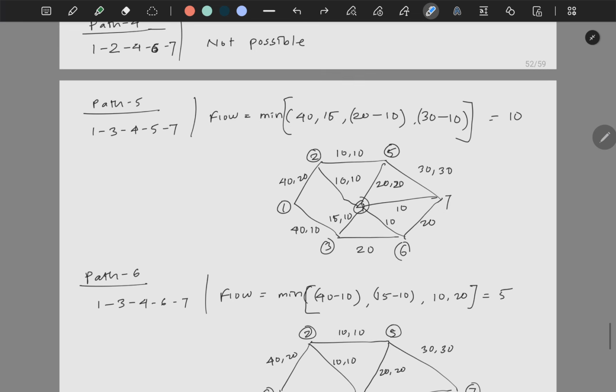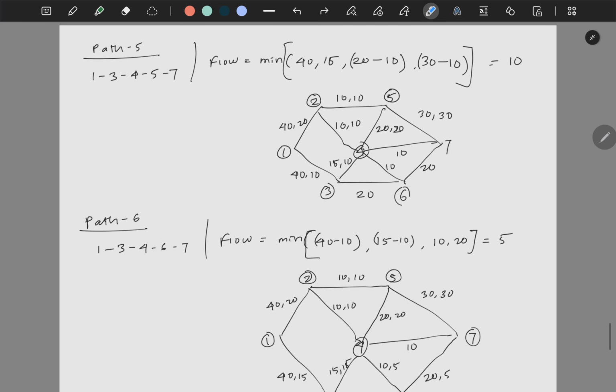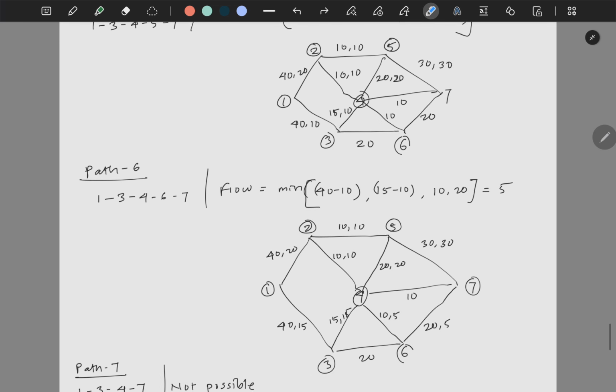Okay, now we'll come to path 6. In this path 6, there's nothing but 1 3 4 6 and 7. Here I have missed the arrows, but make sure you draw the arrows properly, because otherwise it might create confusion at the end. So our path was 1 3 4 6 and 7.